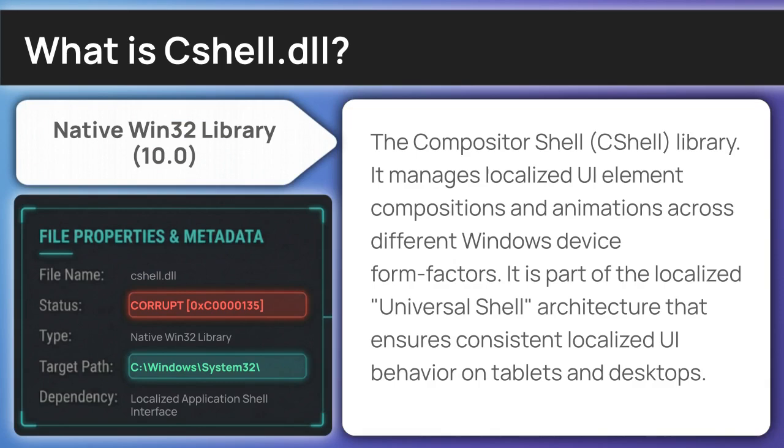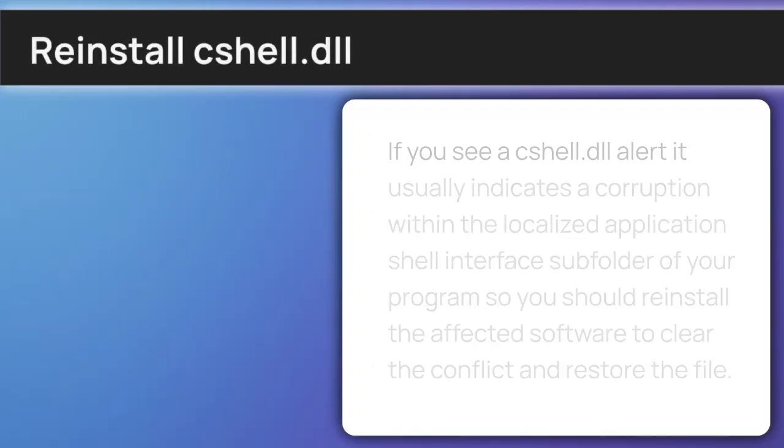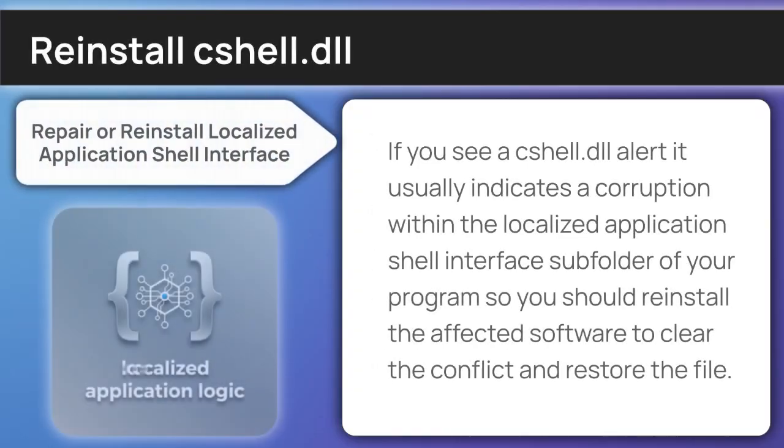Knowing the file's purpose is helpful, but now we need to physically restore it. If you see a Cshell Library DLL alert, it usually indicates a corruption within the Localized application shell interface subfolder of your program, so you should reinstall the affected software to clear the conflict and restore the file.